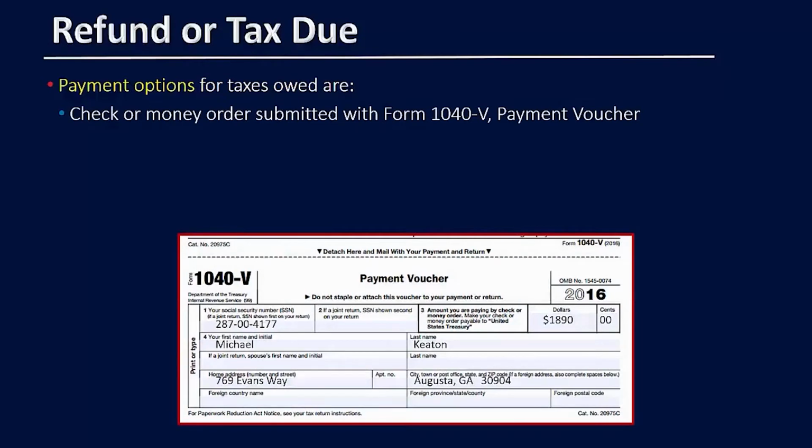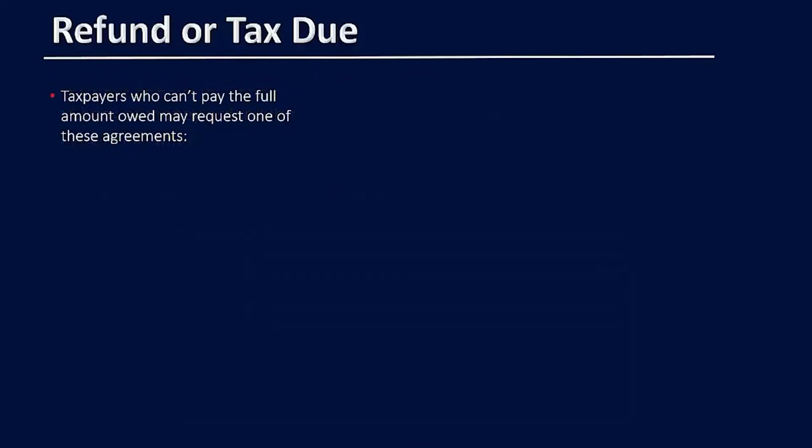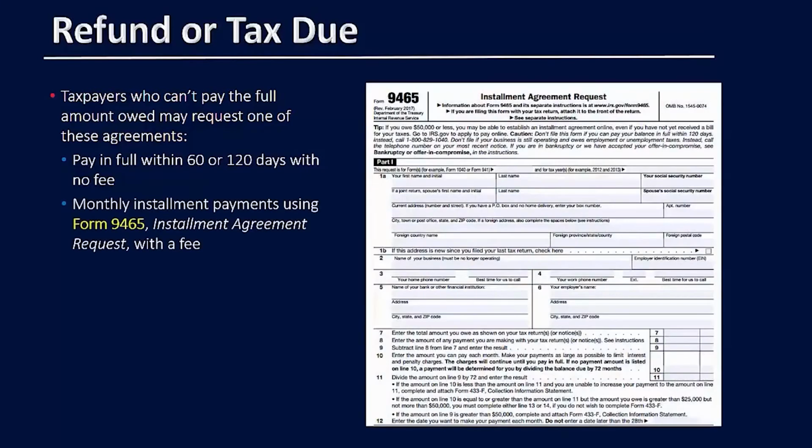Payment options for taxes that are owed are a check or a money order submitted with Form 1040V payment voucher, electronic funds withdrawal, or credit card. Also, the Electronic Federal Tax Payment System, or EFTPS. Taxpayers who can't pay the full amount owed may request one of these agreements: pay in full within 60 or 120 days with no fee, or make monthly installment payments using Form 9465 Installment Agreement Request, which includes a fee.